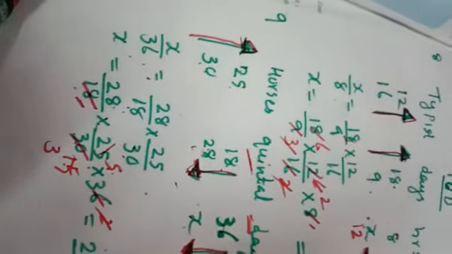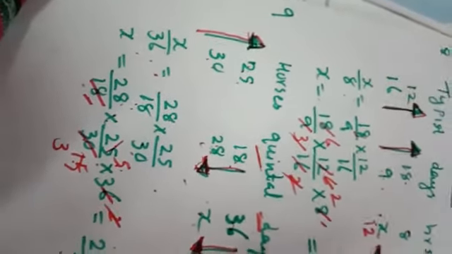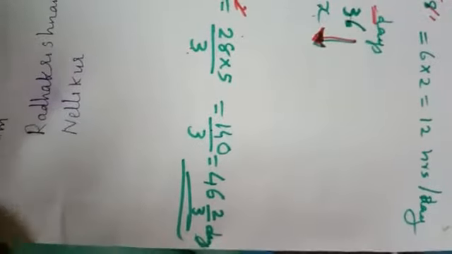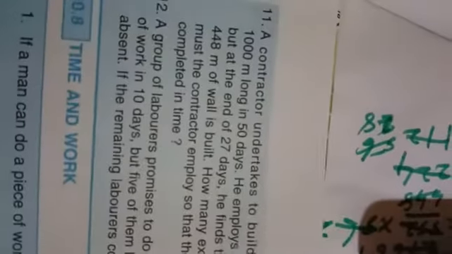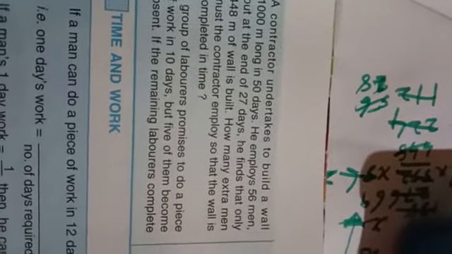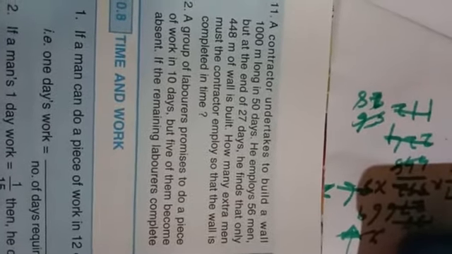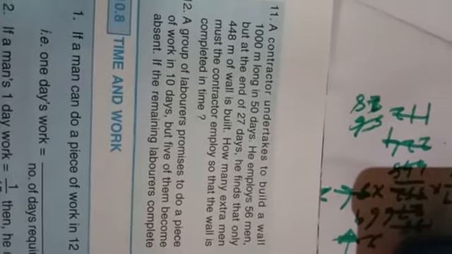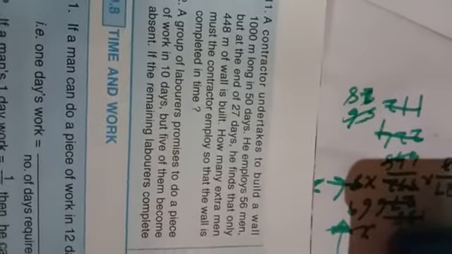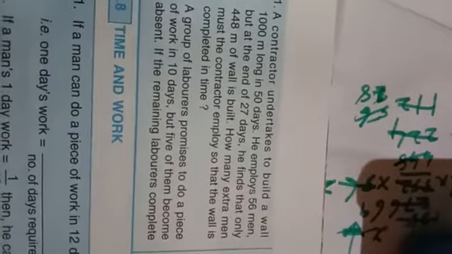Check the relation. Is it inverse or direct variation? Okay. So the answer is 46 2 by 3 days. Now question number 11. A contractor undertakes to build a wall 1000 meter long in 50 days. He employs 56 men, but at the end of 27 days he finds that only 448 meter of wall is built. How many extra men must the contractor employ so that the wall is completed in time?